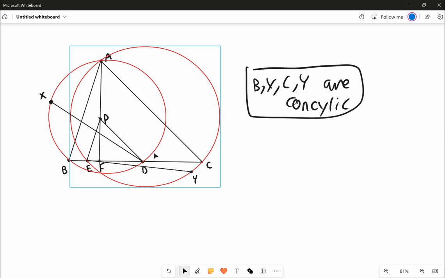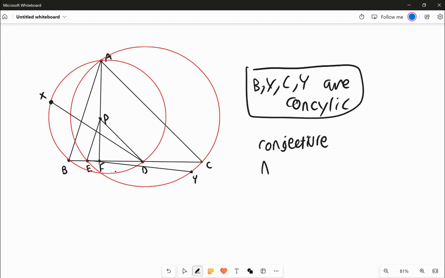One way to get started is find out exactly what the radical axis is. Let's go ahead and draw this radical axis here. So here's a radical axis, and it actually seems like it's the altitude itself. So we conjecture that AF is the radical axis of the red circles. AF is the radical axis of ABD and ACE. So how can we prove this?